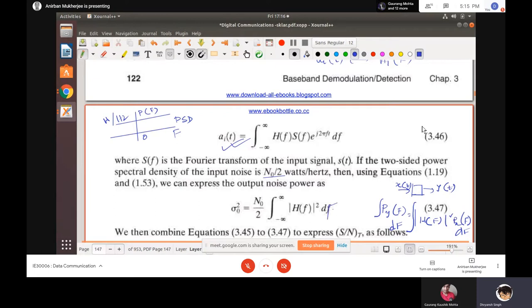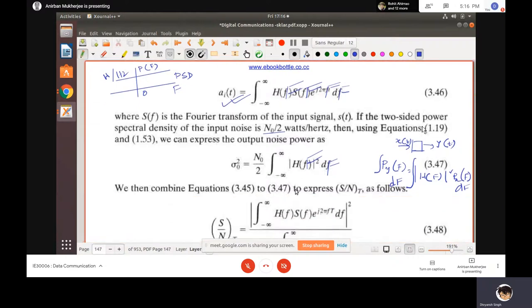Please remember, this is all capital F, meaning it is in hertz. They have unnecessarily written a small letter, but there should not be any digital component in it. All continuous time. Okay. So F is in hertz.